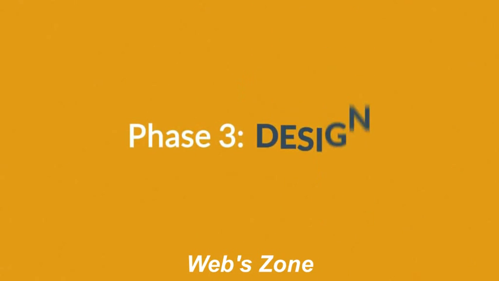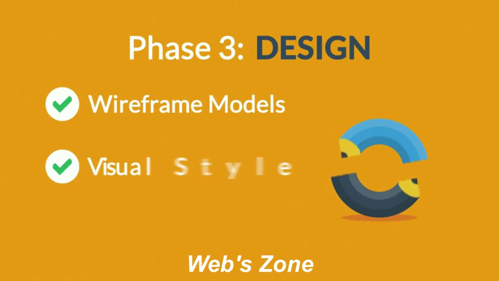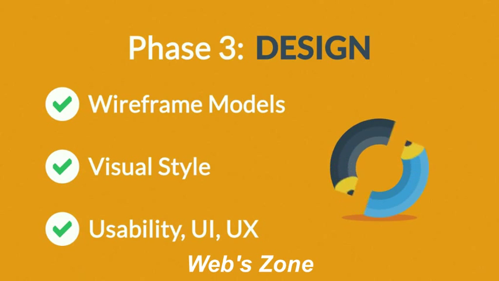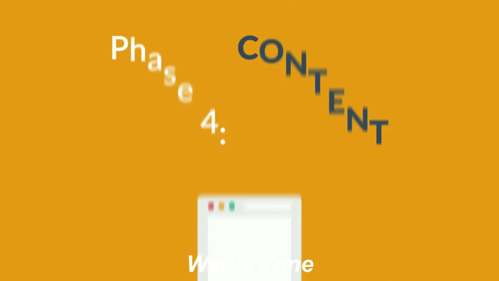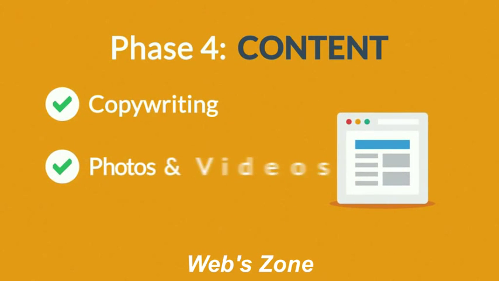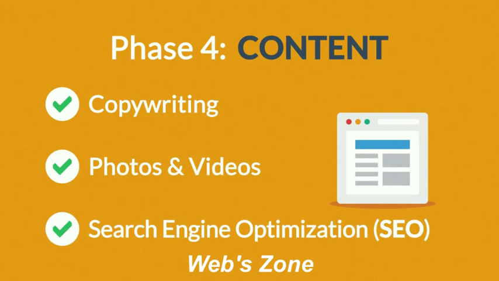Phase 3. Design. Not only do we focus on wireframe models and the visual style in this stage, but also on the usability of the user interface for the best possible user experience. Phase 4. Content. A very important part of the process is choosing the right text, photos, or videos, all optimized not only for your visitors, but also for search engines.